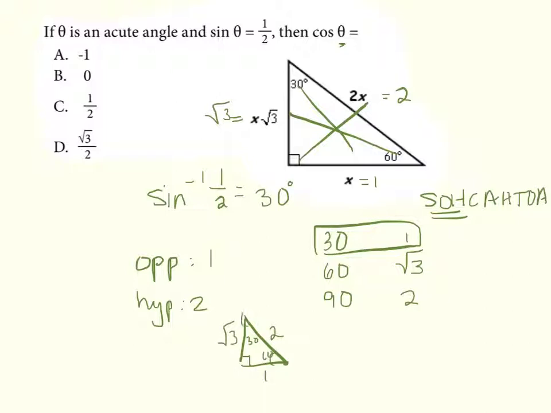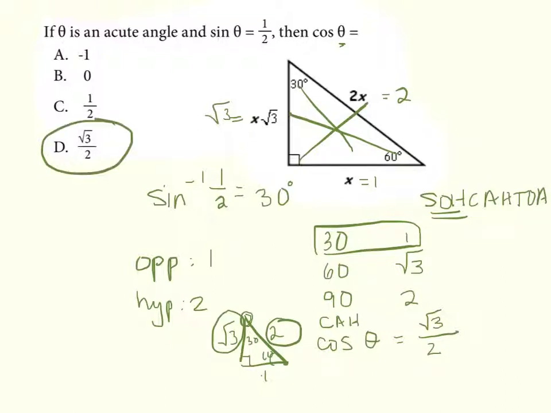So if I'm looking at this one, and that's what they're asking me, the cosine of that angle, then that's opposite, and that's adjacent, so it's CA, because it's CAH. So the adjacent is square root of 3 over the hypotenuse, which is 2. And that's going to be your answer, which is D. So this is just a special right triangle, and you just have to memorize. Sometimes these are things that you have to memorize.